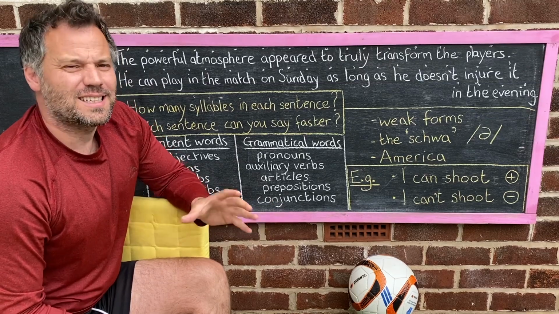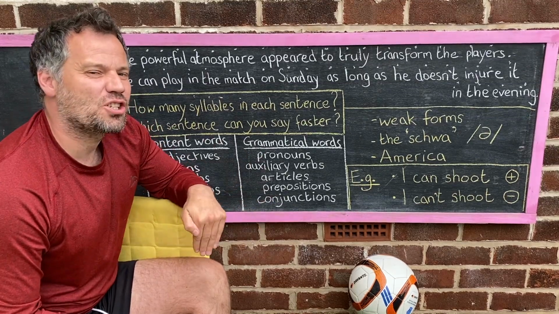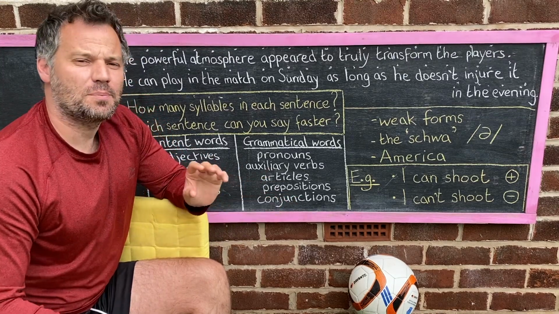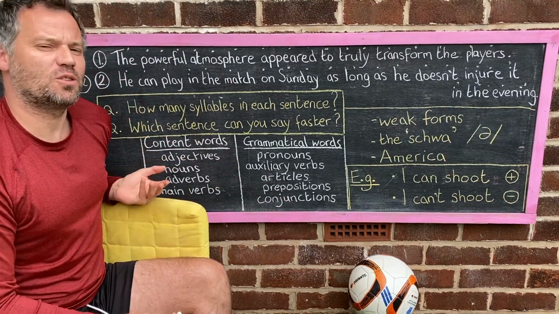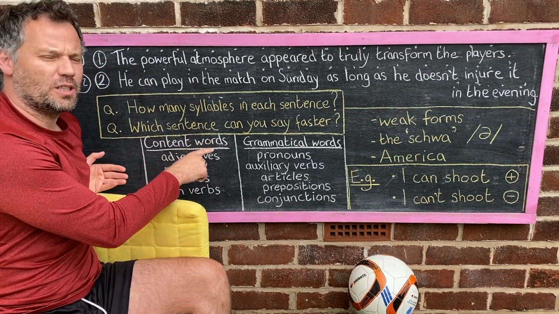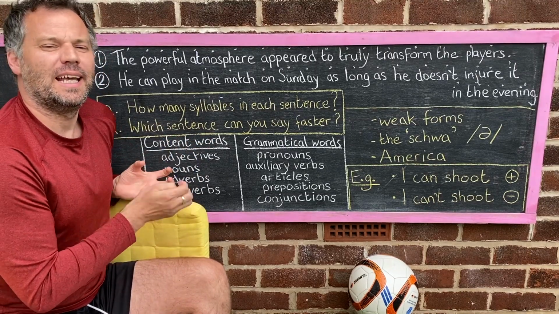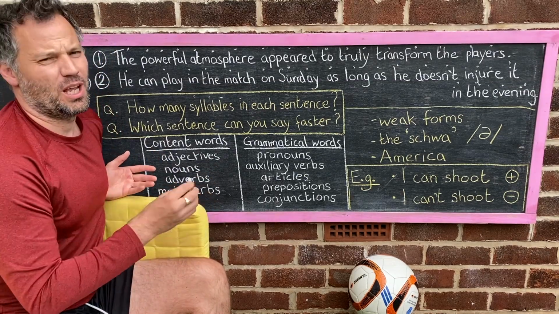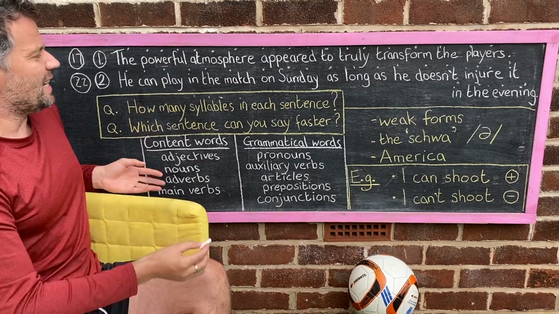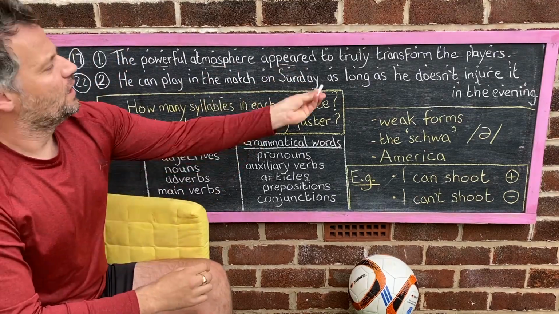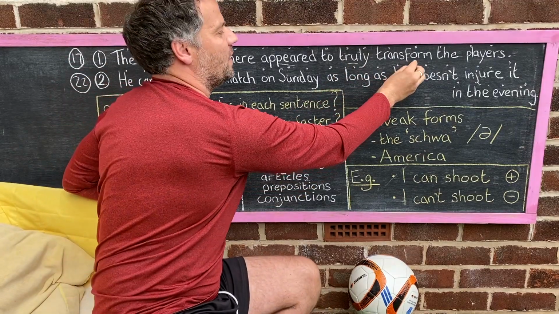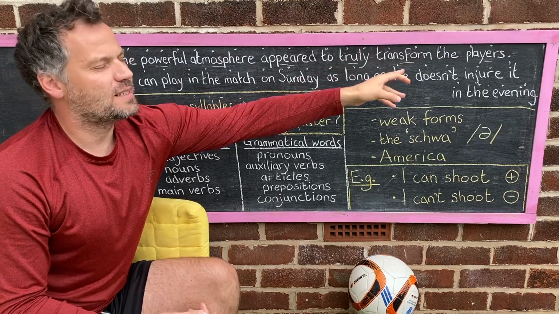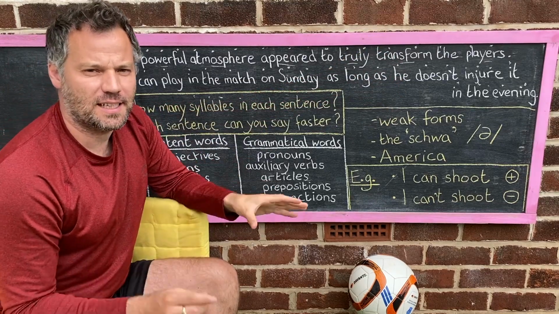But the sentence that you can say faster is actually sentence number 2. And why is that? Well, it's because of the number of content words. So content words are the words that carry the meaning in the sentence. And they are words such as adjectives, nouns, adverbs and main verbs. So, adjectives we have powerful, noun, atmosphere, appeared is a main verb, truly is an adverb, transform is a verb, and the players. So, there are 1, 2, 3, 4, 5, 6 content words in that sentence.